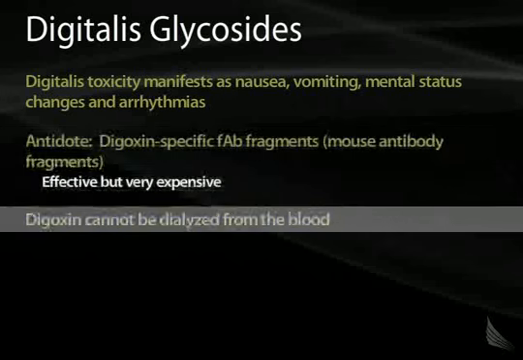Because digoxin binds very strongly to plasma proteins, it cannot be dialyzed, meaning the patient cannot undergo hemodialysis to remove the digoxin molecule. So therefore, you have to analyze the patient and decide whether they need the DigiFab, the digoxin FAB, or if you can simply wait for the digoxin levels to come down if they appear stable.